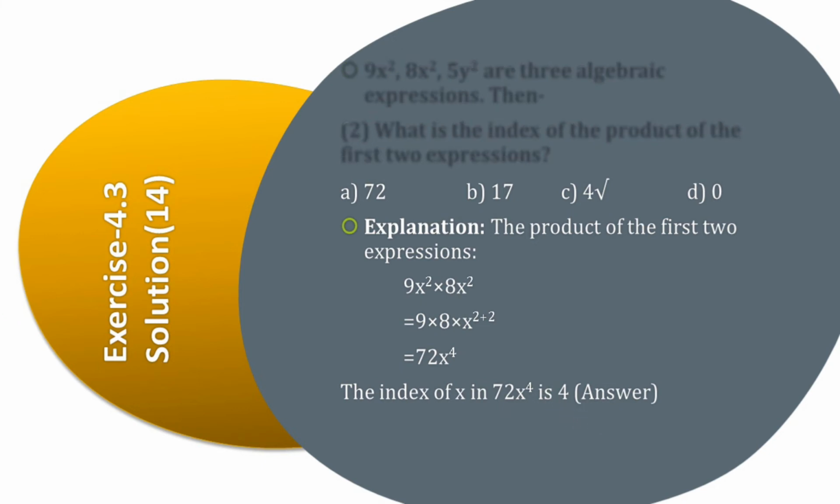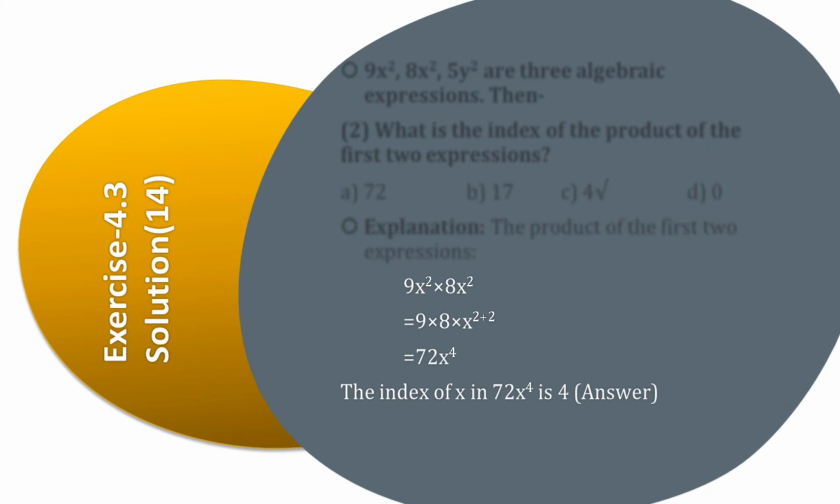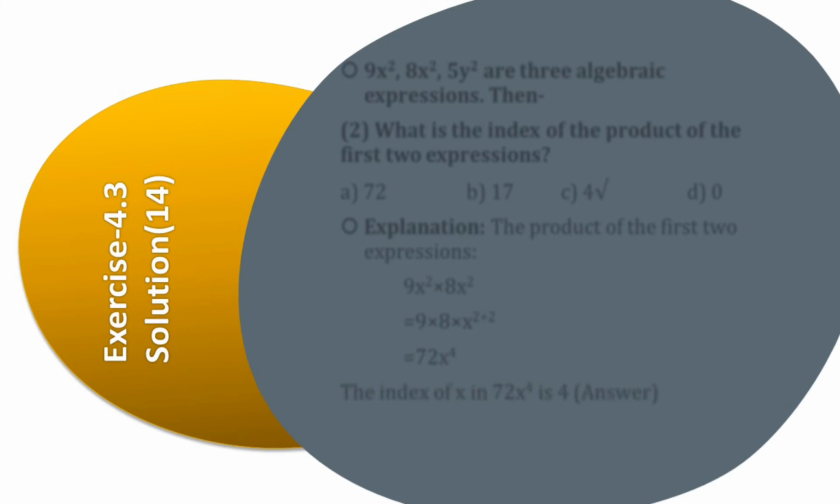So this is the solution number 14, and as you can see, if we multiply the coefficients together, then we get 72 and the power x to the power 2 plus 2, that would be x to the power 4. The index of x is 4.